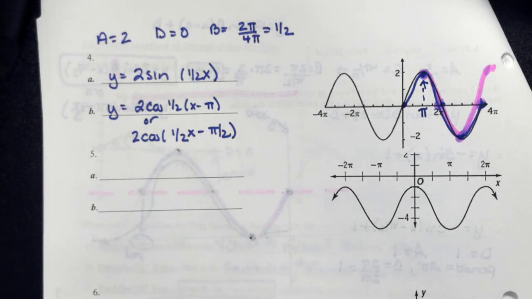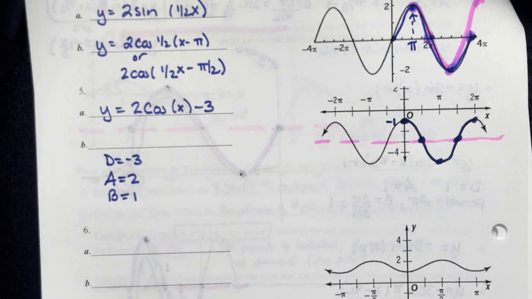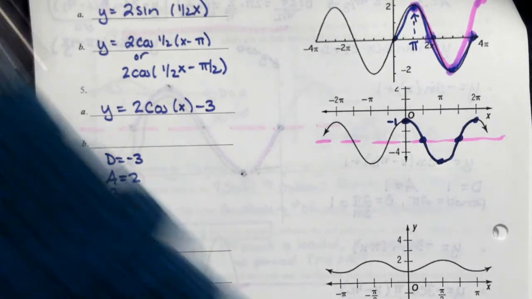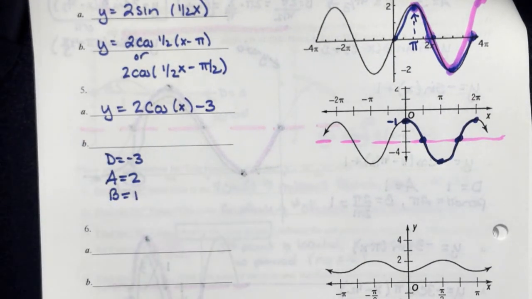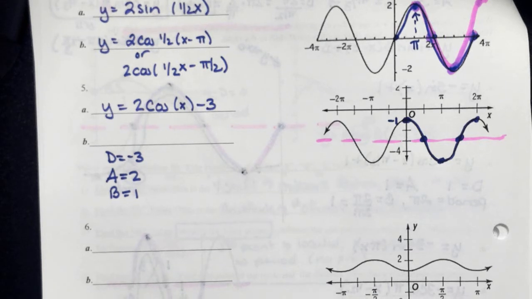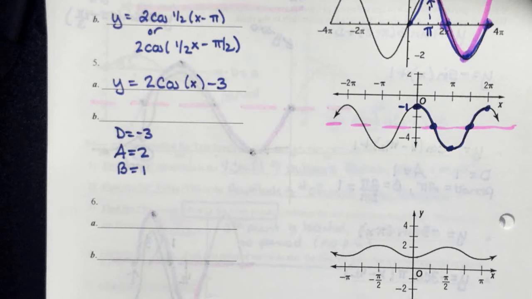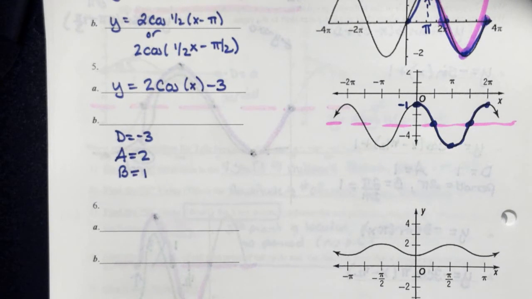All right, you guys go ahead and try 5a for me. Come up with the equation with 2 cosine of x minus 3. Did we all come up with that? The a value of 2, b is 1, and then your d value is negative 3. Okay? Now you guys go ahead and come up with the second equation with the phase shift 1 unit to the right.